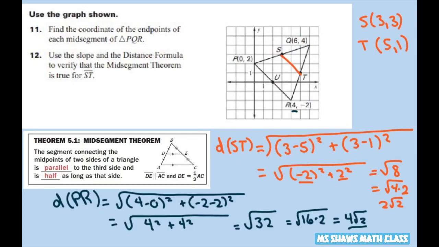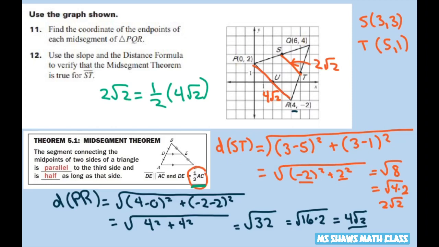So let's write that down. This distance is 4 square root of 2, and this distance here was 2 square root of 2. So that verifies that 2 square root of 2 is 1/2 of our 4 square root of 2, because 1/2 of 4 is 2. So we get 2 square root of 2 equals 2 square root of 2.